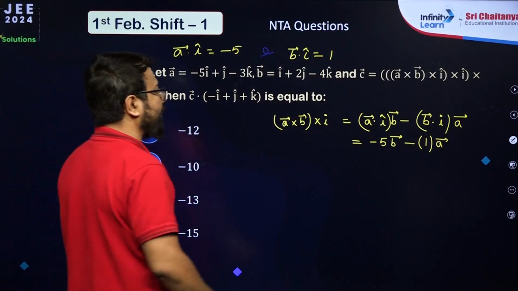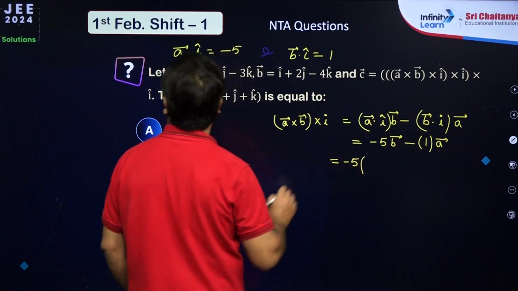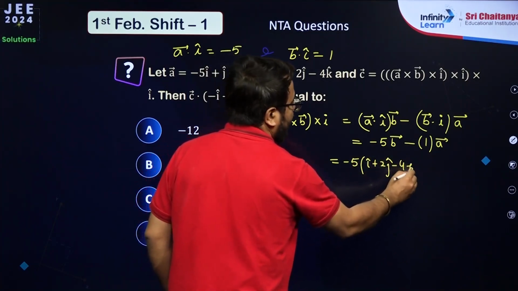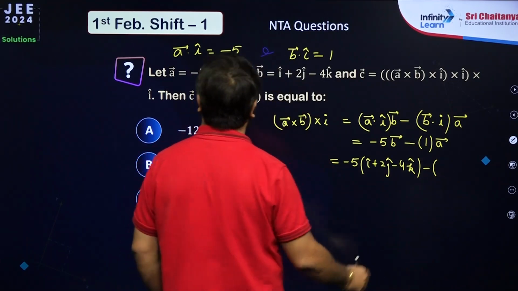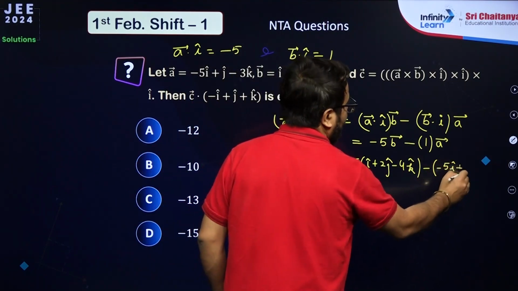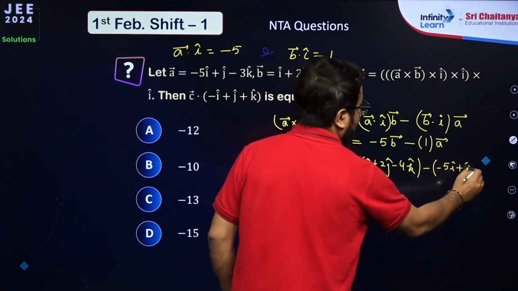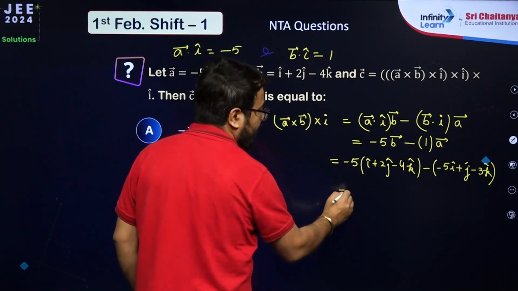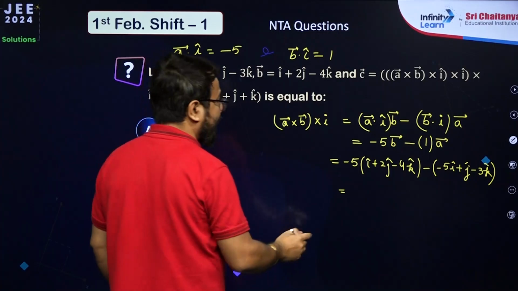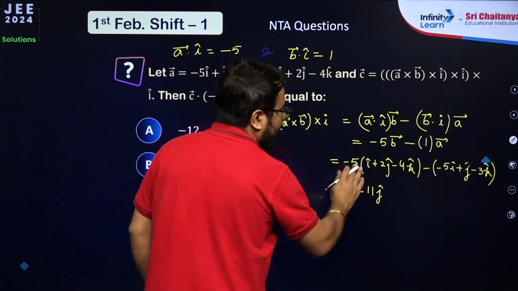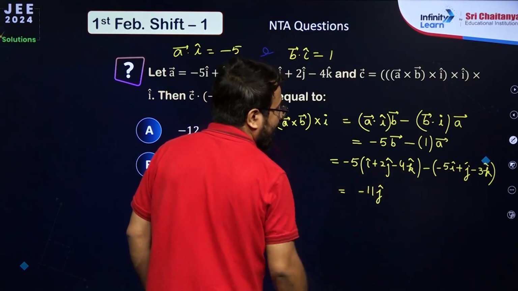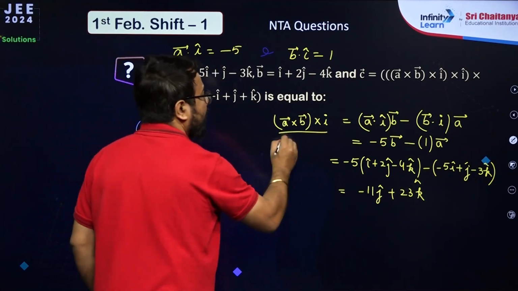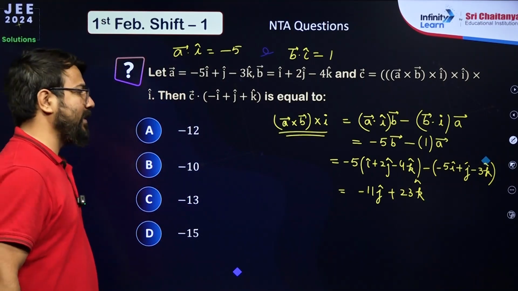Now after this, what we need to do, we just need to substitute the value of B vector. So B vector is I plus 2J minus 4K. And I need to substitute the value of A vector: minus 5I plus J and then minus 3K. Alright, so it becomes minus 5 plus 5, so this becomes 0. Then minus 10 minus 1, it becomes minus 11J. And then it is plus 20 and then plus 3, so this becomes 23K cap. This is the value of this product. I hope you are able to understand this, okay?